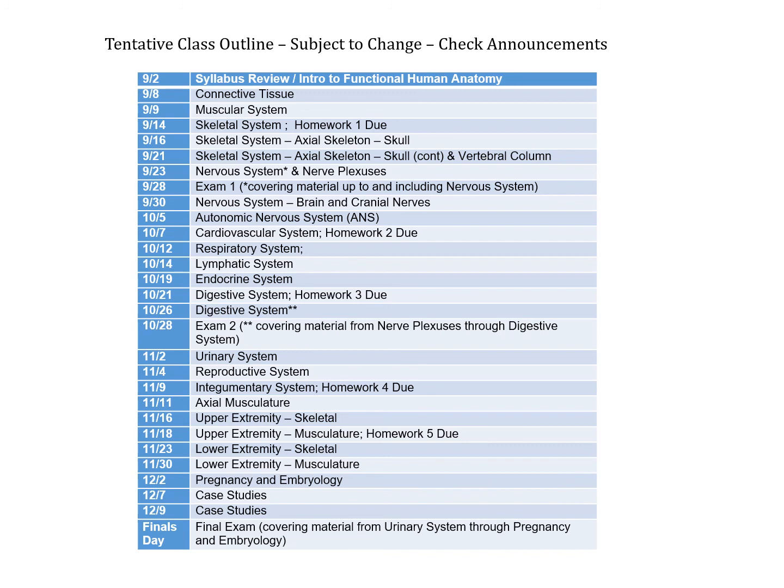Then we see digestive system on October 26th with a double asterisk. And then the next class date is exam 2, October 28th. The double asterisk tells us that exam 2 covers materials from the nerve plexuses through the digestive system. Homework 4 is due November 9th. Homework 5 is due November 18th. All throughout you should be listening to these recorded lectures that are listed on these dates. They'll be open to you a few days before that listed date, so you can listen to them.